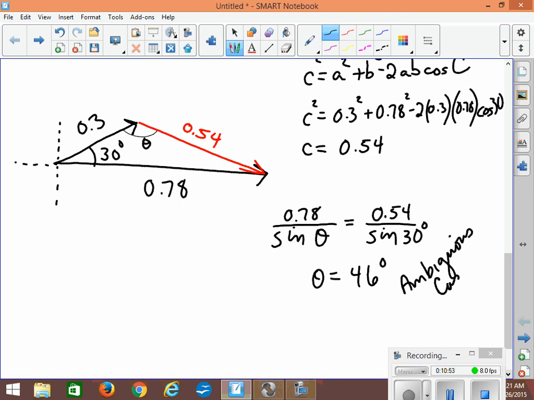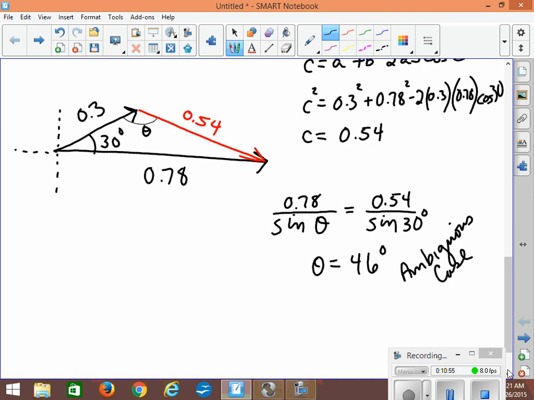for sine law, and in order to get the correct angle we would do 180 minus 46, which is 134 degrees. So that's the correct angle that actually matches what we want, right? So now we know that. Now that's the angle theta, but that's not the angle for the red line. We have to measure that on our reference line.